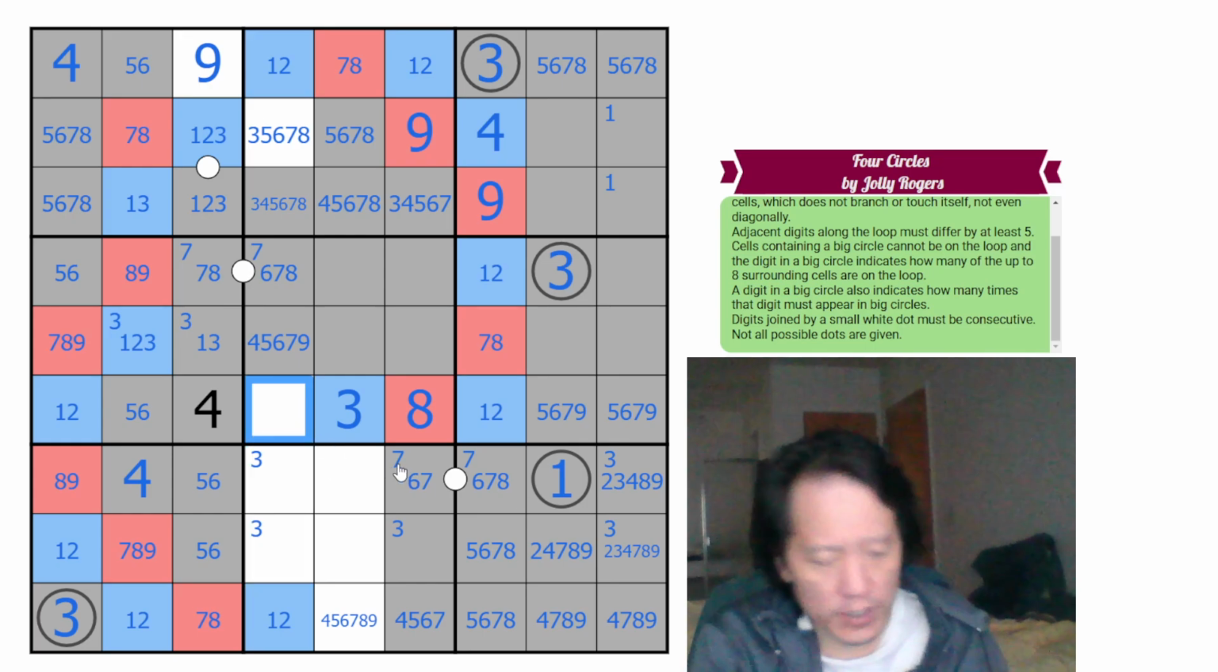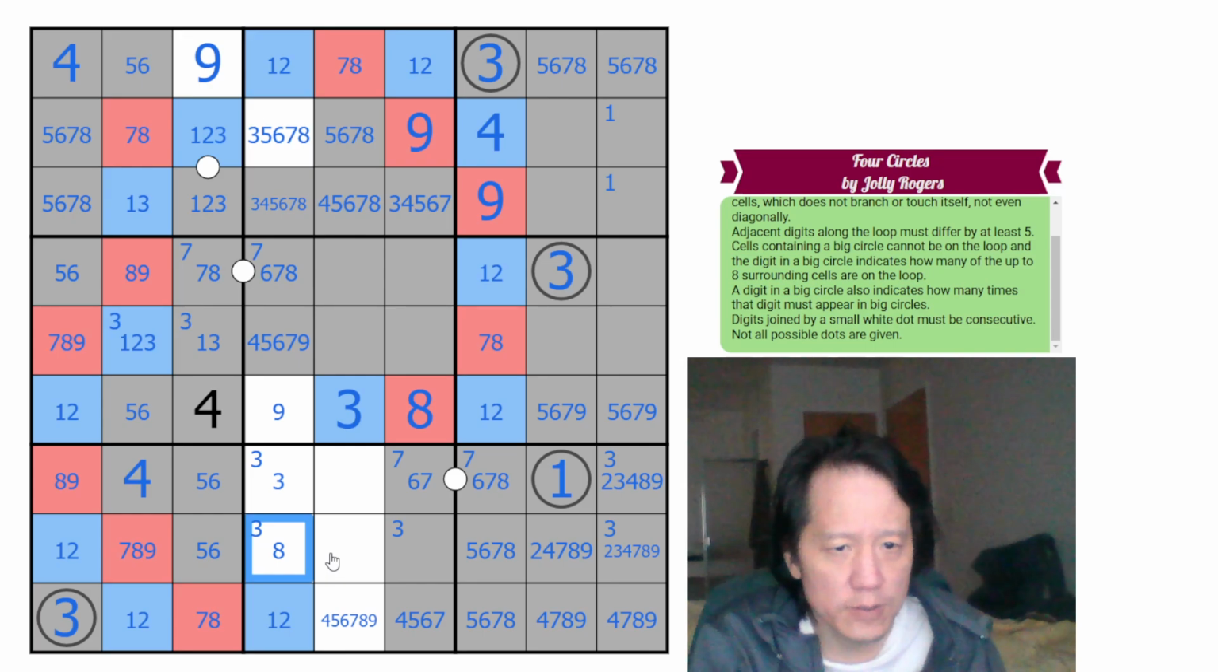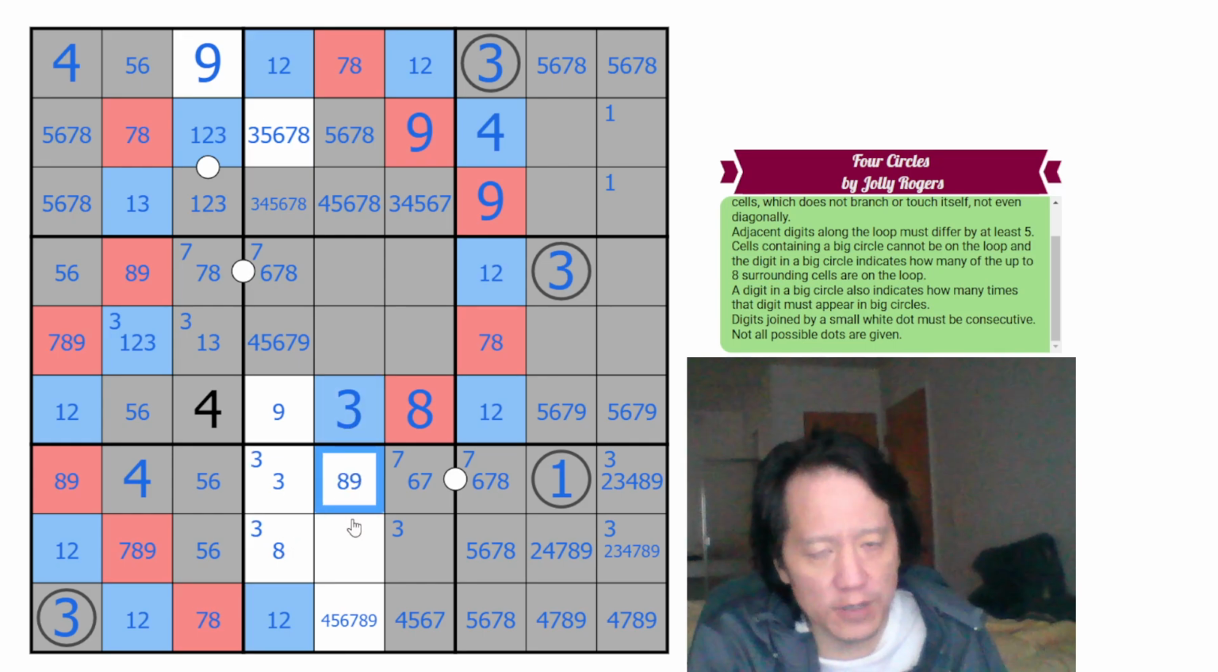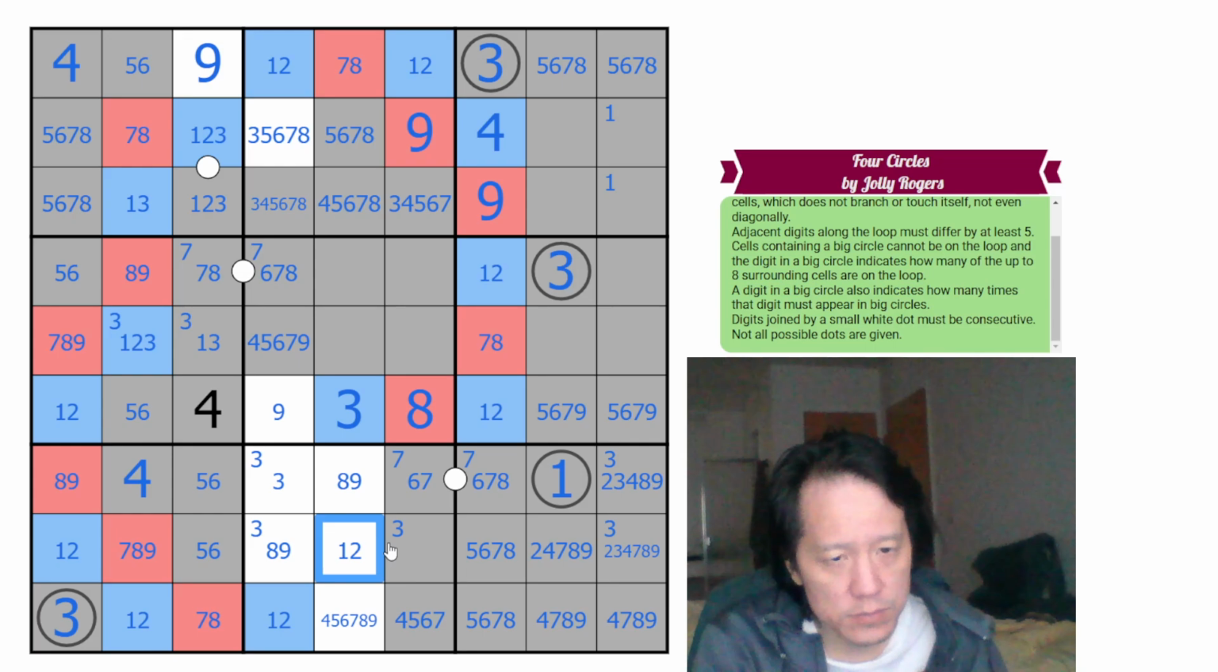So again, if it went here, this would be 9, this would be 3, this would be 8. If it went here, this would have to be 8 or 9, this would be 3, and this would be 8 or 9, which is possible. If it went here, this is 8 or 9 again. This would be 1 or 2. And this could be 7, 8, or 9. And if it goes here, this would be 3.